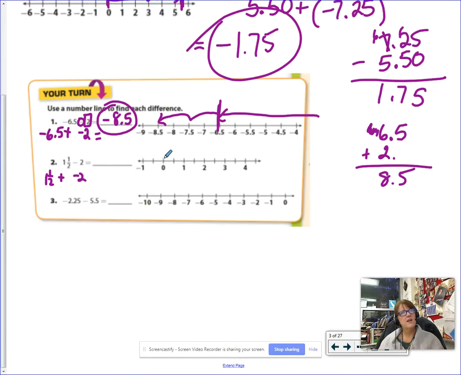So here we are at 1 1/2, and then we're going to subtract 2. So I go back 1 and 2. You end up in negative territory, just barely. Different signs, find the difference. Take the absolute value of each of these and subtract.